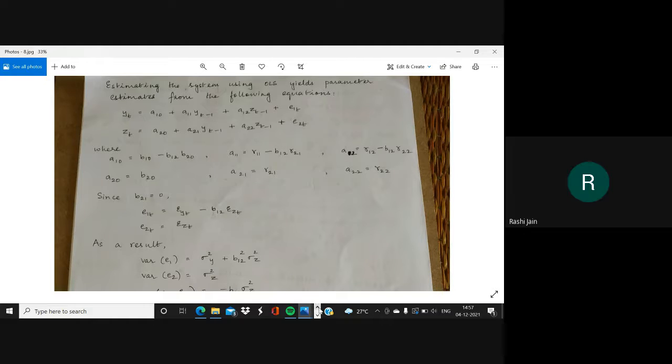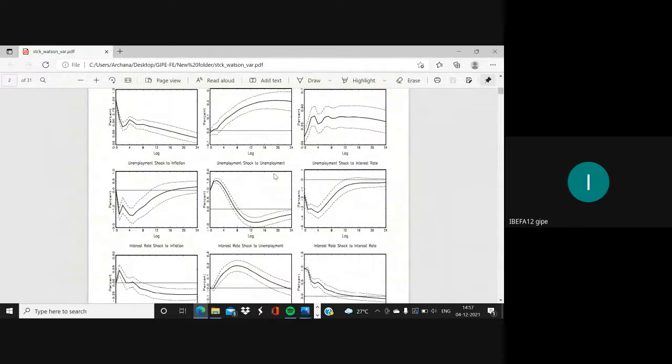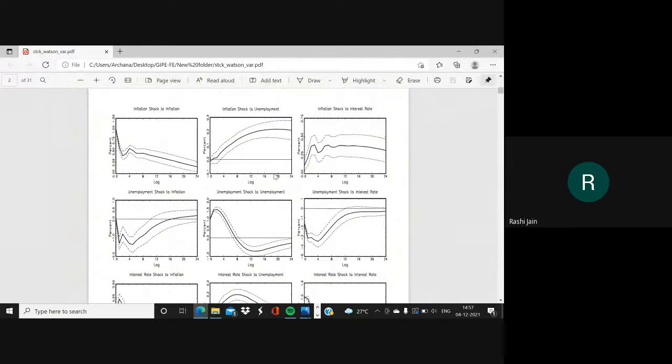Ma'am, with the help of those graphs that you showed, could you show once again, please? Ma'am, the interest rate is the ZT. Interest rate is not ZT, it's WT. I said inflation is YT, unemployment is ZT. I'm making interest rate WT.